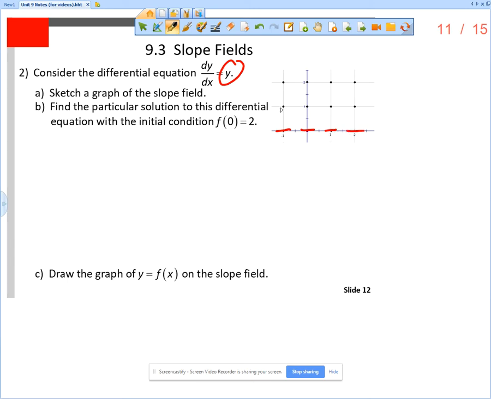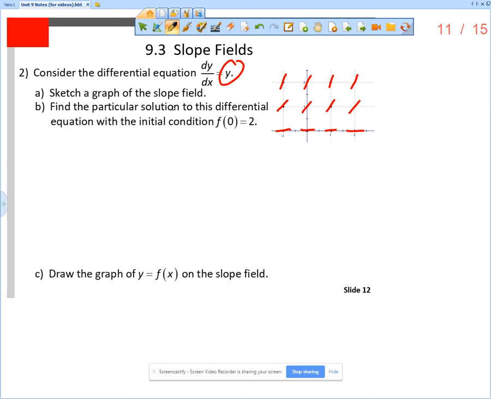All right, here, (-1, 1), slope is 1. (0, 1), slope is 1. (1, 1), slope is 1. (2, 1), slope is 1. (-1, 2), slope is 2. (0, 2), slope is 2. (1, 2), slope is 2. And (2, 2), slope is 2. So that was pretty easy.